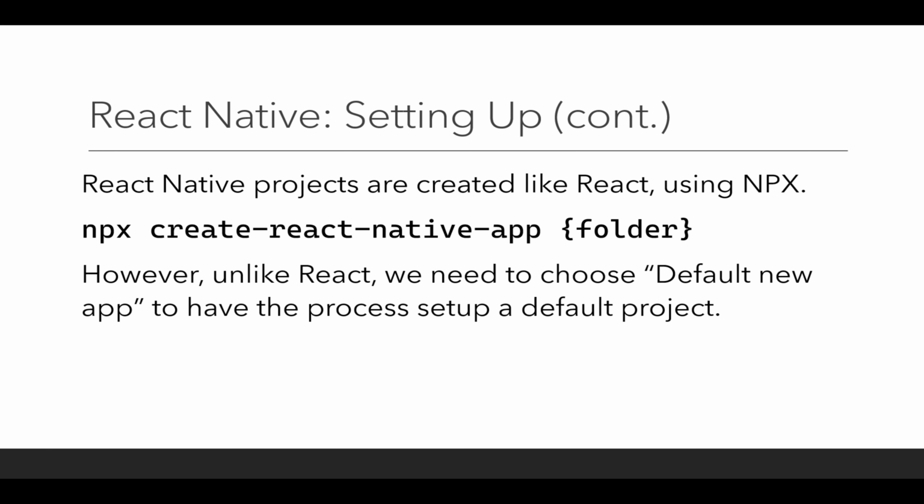Next thing we need to do, which is currently working in the background in Visual Studio Code, is to create that React Native app, again using the create-react-native-app and the name of the folder. And again, npx, just like we did for React projects. And unlike React though, we need to make sure we do that default new app choice at the very beginning. It will set it all up for us.